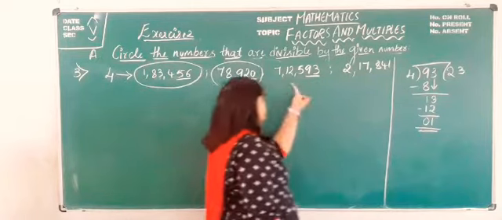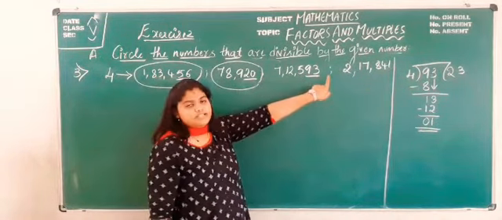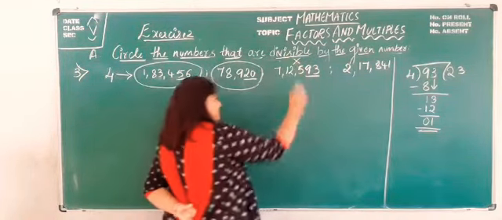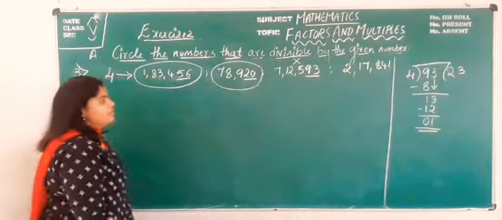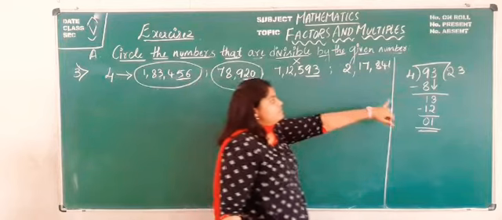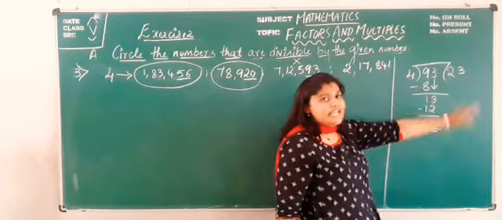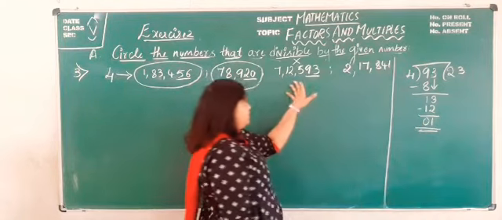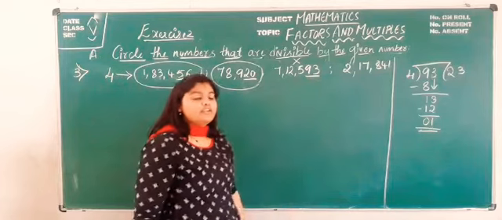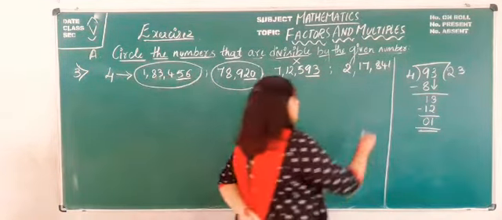So this number, 7,12,593, is not divisible by 4, because in the given number the last two digits were 93, and we saw that 4 is not dividing 93 exactly, which means 7,12,593 is not divisible by 4. Okay, now we shall see the next number.